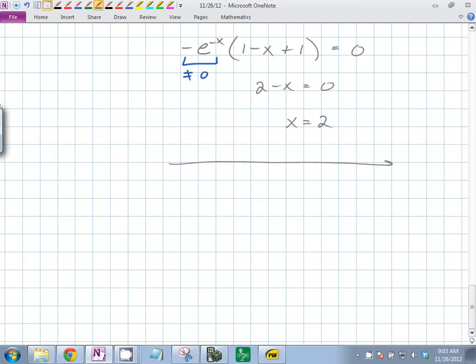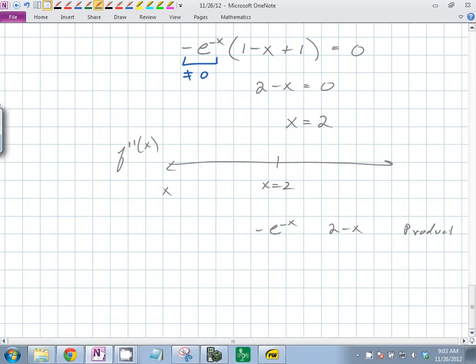Is this positive or negative? We need to test the sign. So x and f double prime of x. It was negative e to the negative x, 2 minus x, and the product. What's a great number to the left of 2? 0. What's this one going to be? 0, 2. If you multiply together, it's not going to be helpful, right?